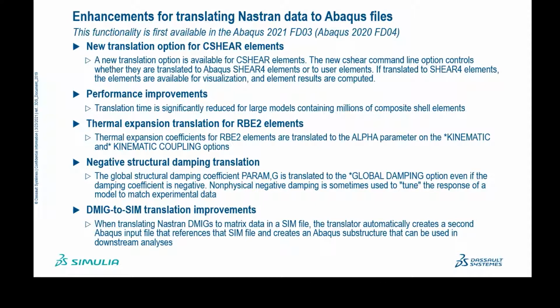We're talking about a new translation option for shear elements for the Nastran bulk file. Certain improvements are related to performance, which is reflected in the translation time, significantly reduced for large models containing millions of composite shell elements. Thermal expansion translation for RB2 elements, negative structural damping translations, as well as DMIG to SIM translation improvements.